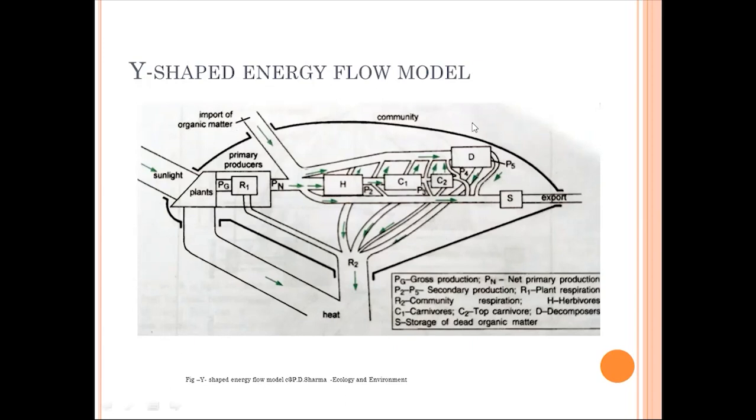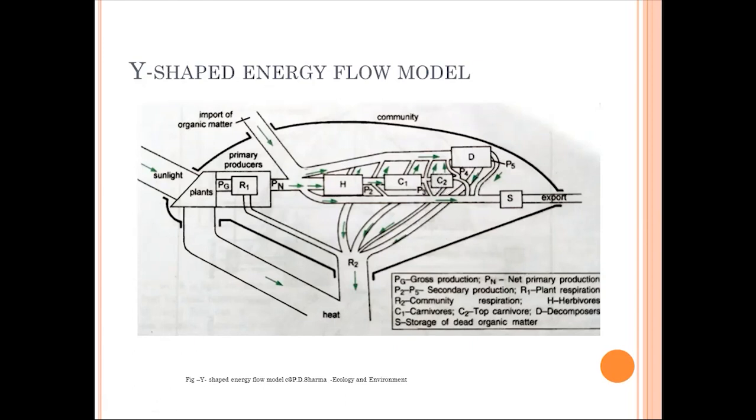So in this model, a common boundary is shown for both the types of food chains. It also takes into consideration the import of organic matter, then the export, and also the storage of organic matter. The decomposers are shown with a separate box. So they are placed separately, but one of the arms shows the detritus food chain and the other arm here shows the grazing food chain.